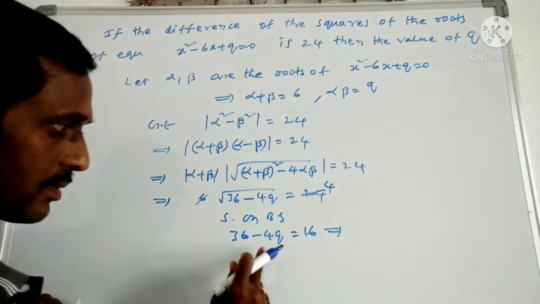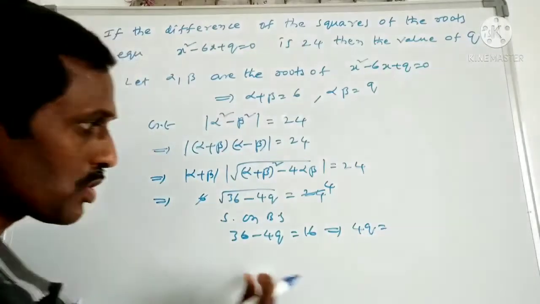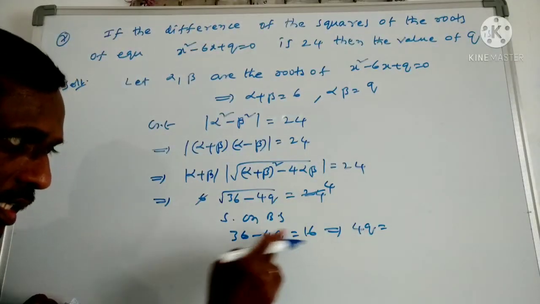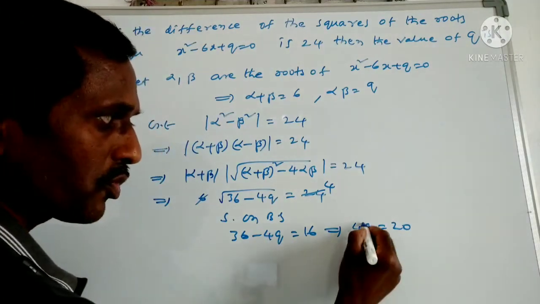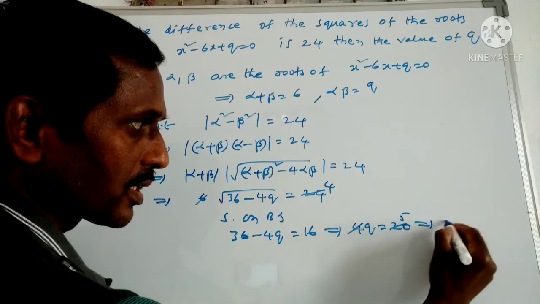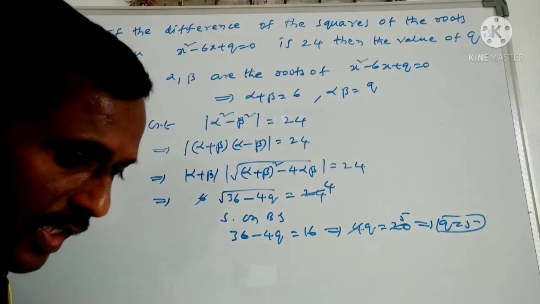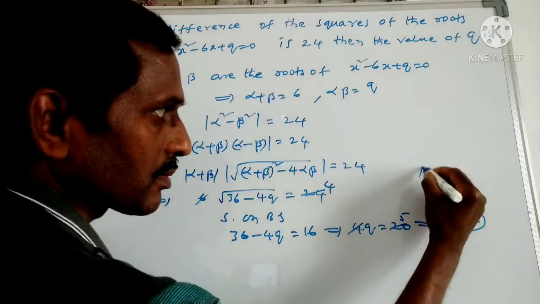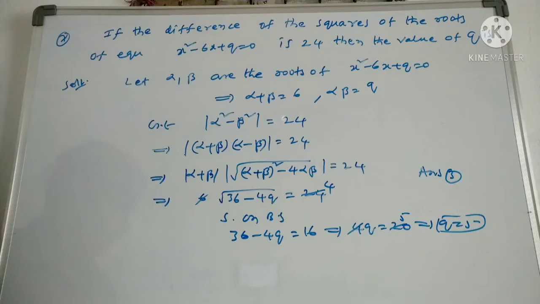This implies that 4 a cube taken to the other side equals 36 minus 16, which leaves 20. So 4 fives are 20, so the value of a cube is 5. See the option they have given. The third option is given in the answer. The answer option is the third.